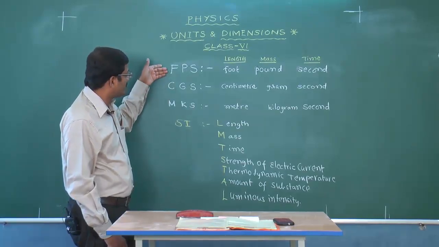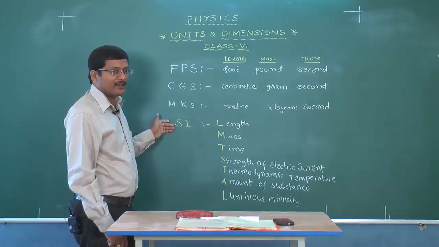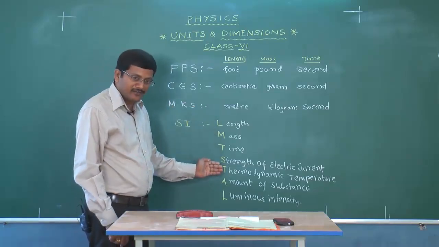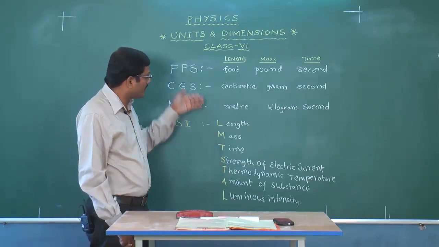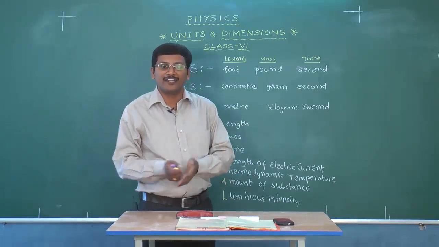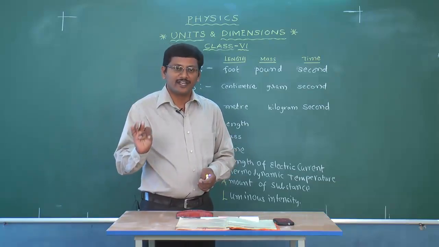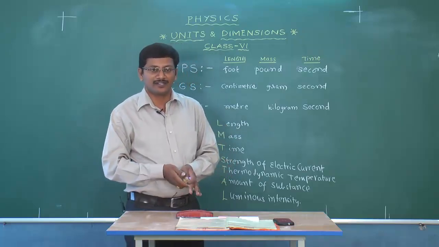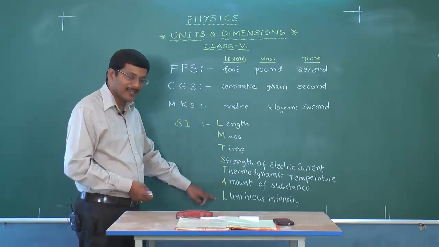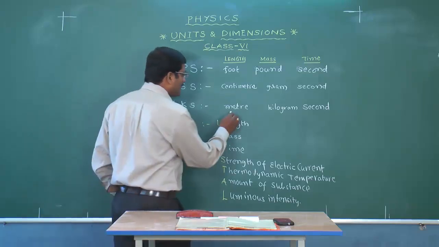So earlier we used FPS and then CGS, MKS, and the latest development is the system of international units. Even today, the scientists are using these fundamental physical quantities only. But before going to these various systems of units, let us organize the physical quantities into different types. Generally, physical quantities are of 3 types: fundamental physical quantities, derived physical quantities, and supplementary physical quantities. Whatever I mentioned in the list, L, M, T, S, T, A, L, these are all fundamental physical quantities.